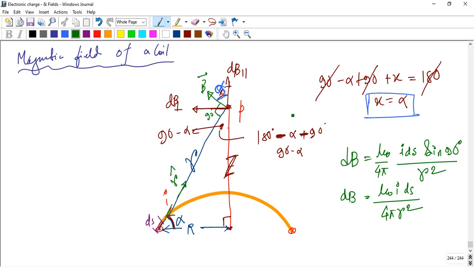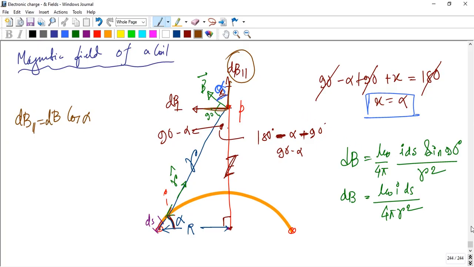That's the dB. But actually the calculation needs dB parallel. Obviously these are the components of dB: if I say that is the x component and that's the y component, with angle alpha, then the x component of dB, that is dB parallel to that line, is dB cos alpha.